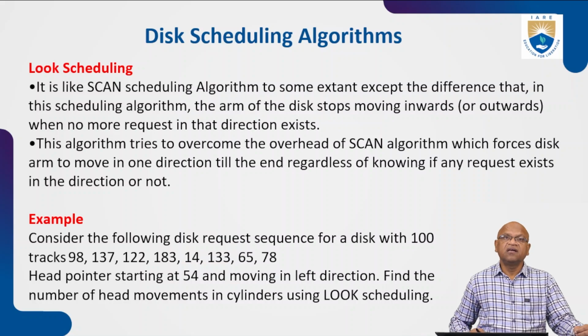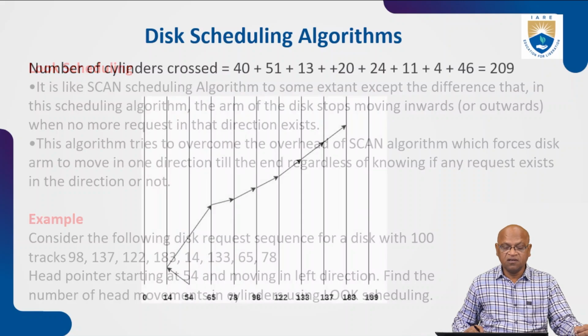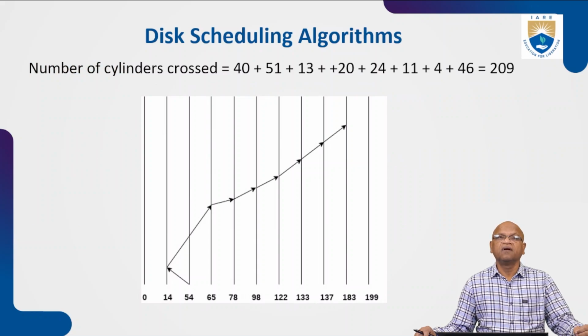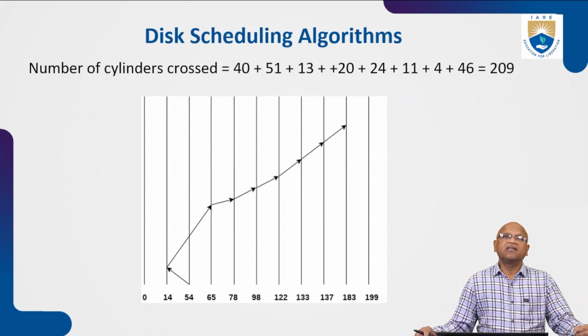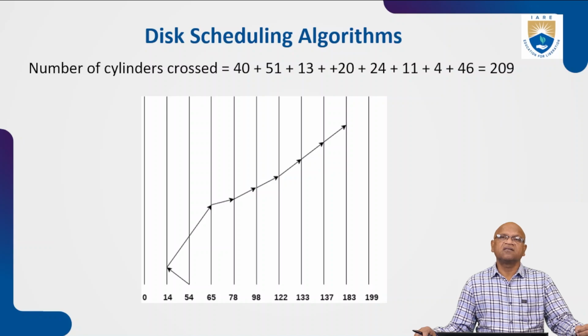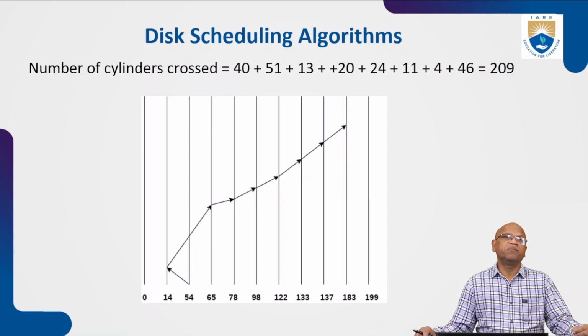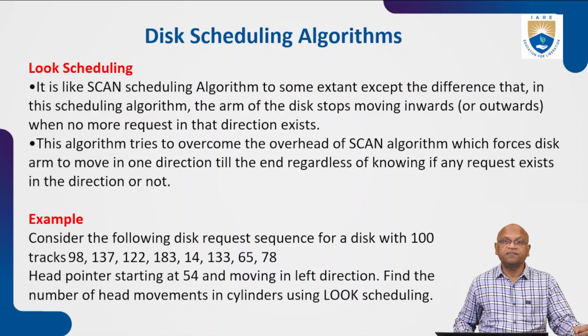So we will see LOOK. This is the LOOK algorithm. If you calculate the number of cylinders crossed, it is less. If you look at this one, it won't go till the end. This is the only difference between SCAN and LOOK.